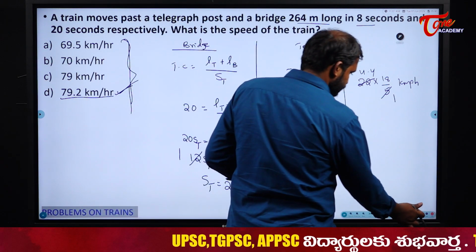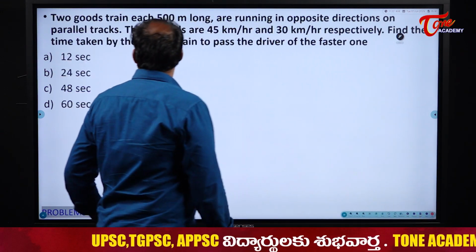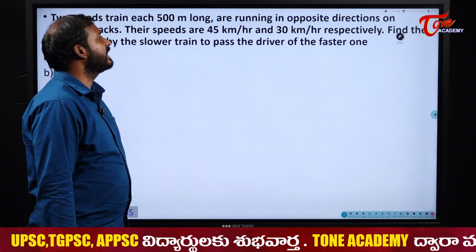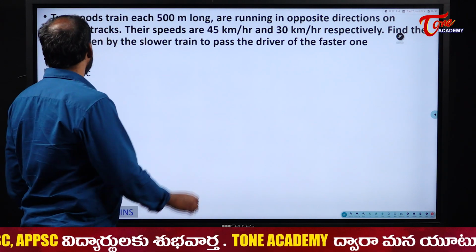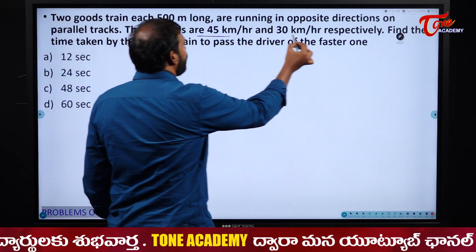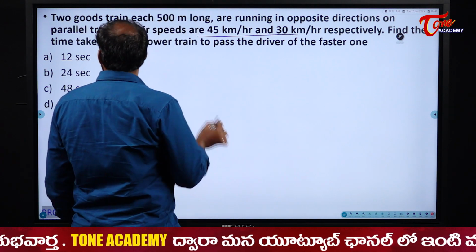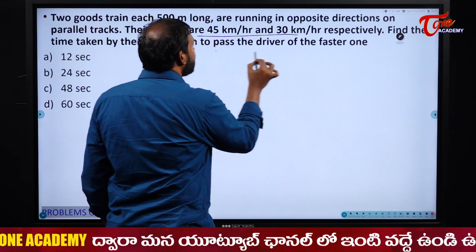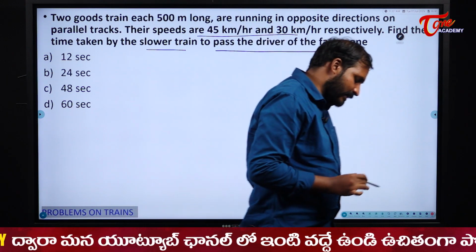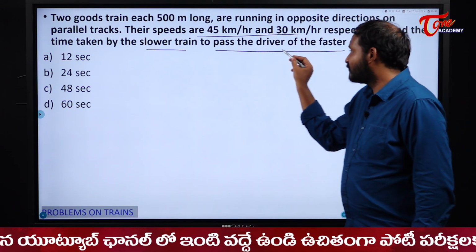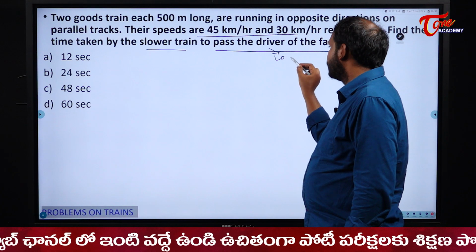Next one. Two goods trains, each 500 meters long, are running in opposite directions on parallel tracks. Their speeds are 45 kmph and 30 kmph. Find the time taken by the slower train to pass the driver of the faster one. Not the driver, you should use the word loco pilot.